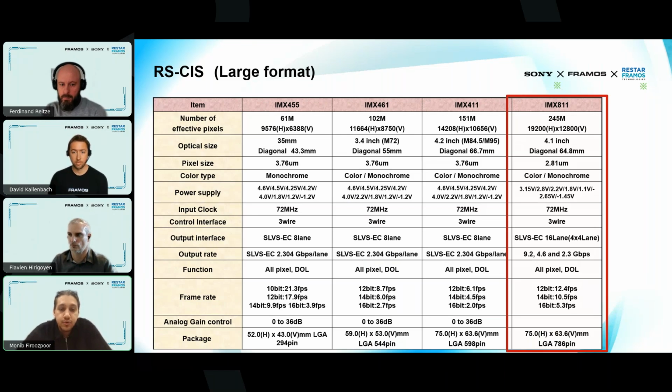And what is important here is all of our sensors, apart from 455, are... I believe we lost Monique for a moment, so please excuse the delay and let's wait for Monique to come back.